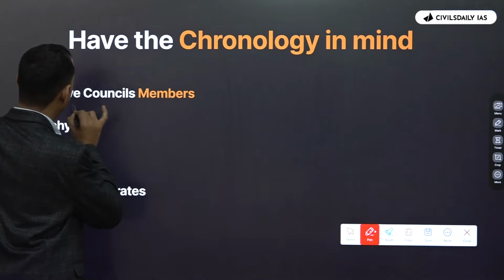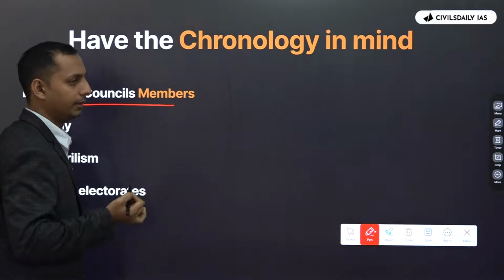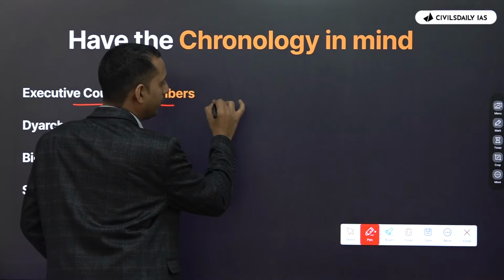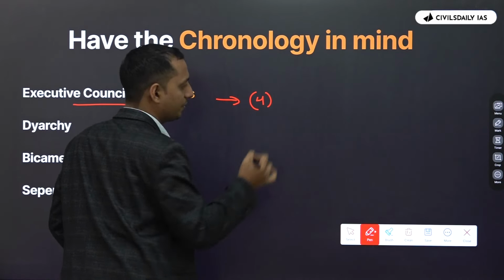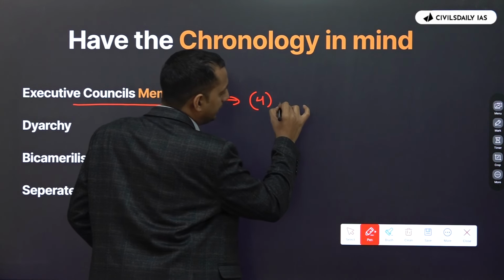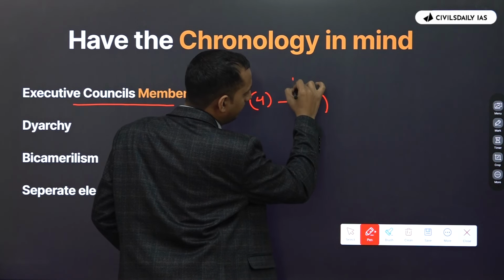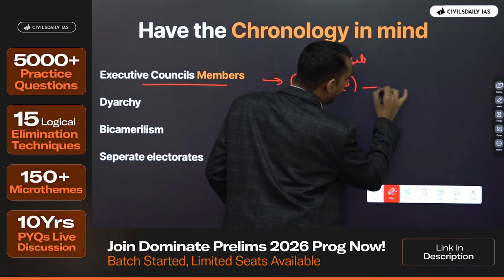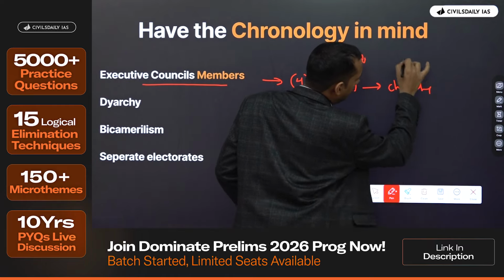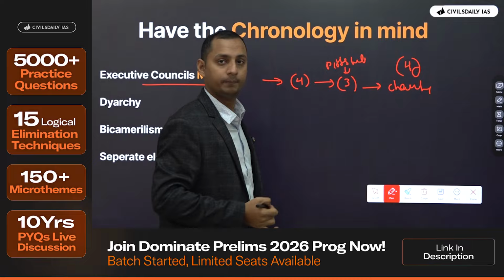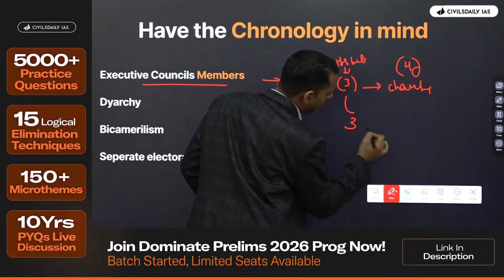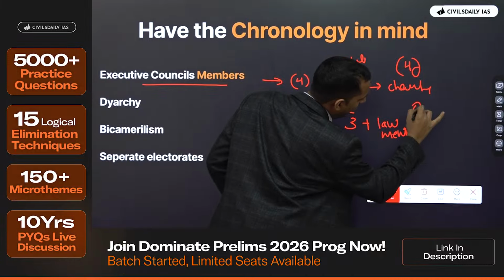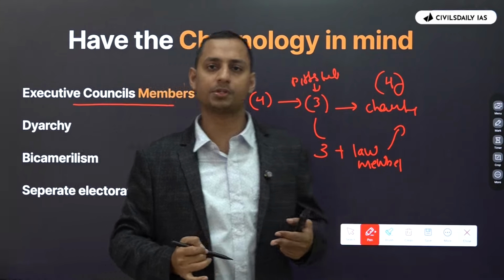Let's say, for example, you take a particular topic, executive council members, then you try to recall what happened in each of the acts. Let's say, for example, in the Regulating Act, there were 4 members in the executive council, right? 4 plus 1. Then in the Pitt's India Act, it got reduced to 3. Again, in the Charter Act of 1833, 4 members were there. So there were 3 previously, plus a law member came, who was Macaulay. Then again 4 members came. So this is the way you have to study.